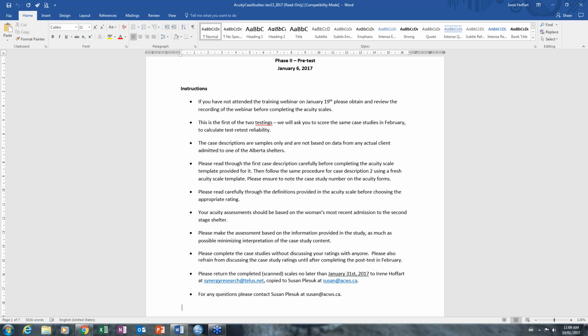When the 45 of you complete it, we will be looking for correlation between the scores you provide. That's why, as you'll see later on, we do not want you to be talking to each other about this when you complete the scale. We do not want you to talk about the case studies you will get or how you score them at all until after we've finished with the testing, so that we can get a true measure of consistency between people's ratings.